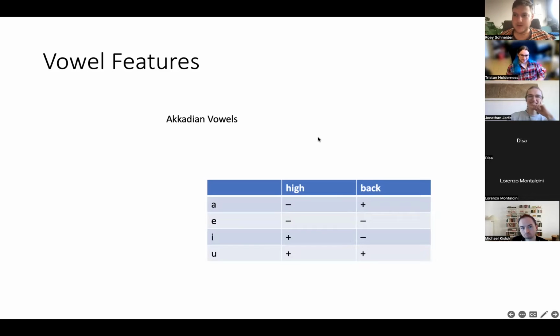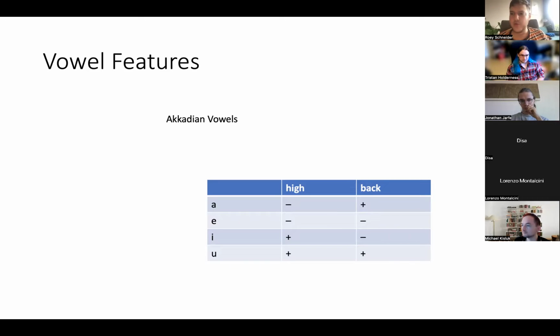What's nice about features is that the reason we use features to classify segments is because we like to think about language as a logical system, which it isn't, but it's nice. For example, for the Akkadian vowels, there are 4 Akkadian vowels, a, e, i, u. We only need 2 features to distinguish them. Is that clear why? We only need 2 features, the feature high and the feature back, to distinguish these vowels. And it makes the process more economical.